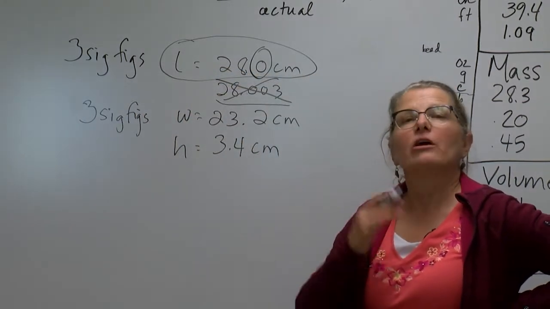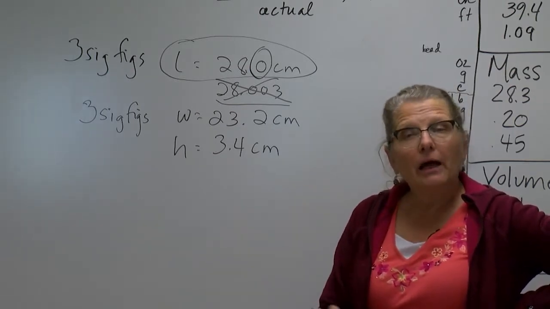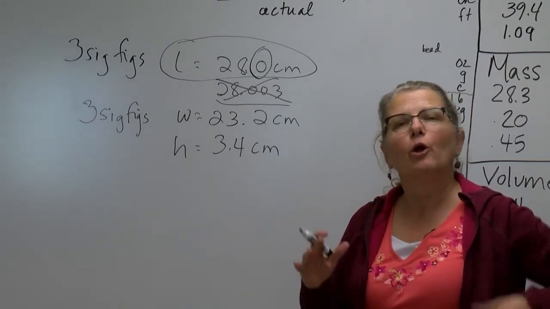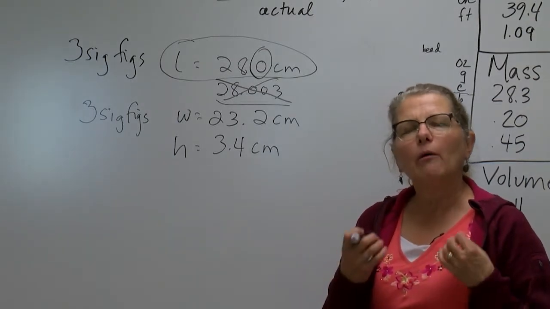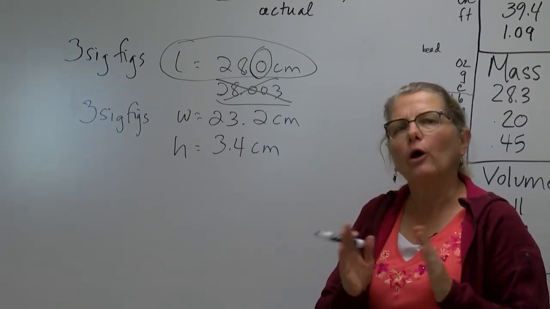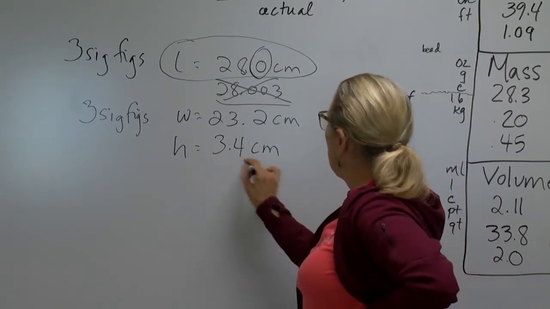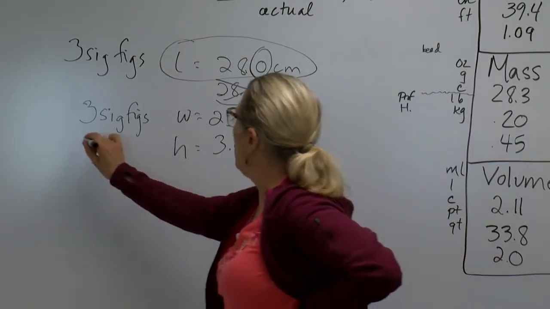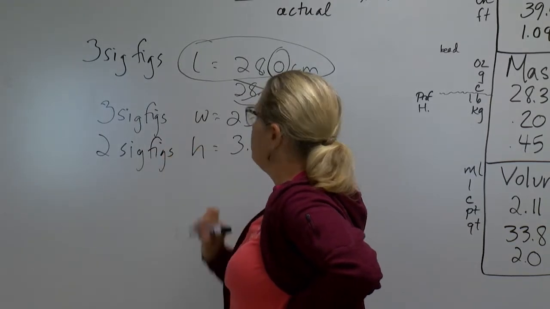There's going to be a lot of practice with sig figs in this lab and another lab, and sig figs will come to haunt you if you don't pay attention. So try to get in your mind that when we measure things, the significant figures are very important in accuracy. Okay? The height, 3.4 centimeters, only has 2 significant figures.